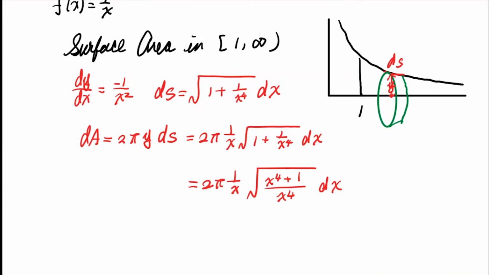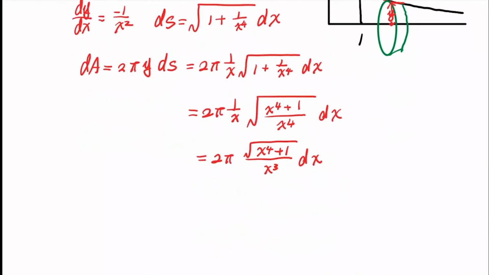Okay, then, so this is in reality 2 pi and then square root of x to the fourth plus 1 over, this becomes x squared, so x cubed. Say yes. Okay. I'm going to integrate now. So my surface area, what do you want to call it? S is equal to 2 pi integral from 1 to infinity of that thingy.